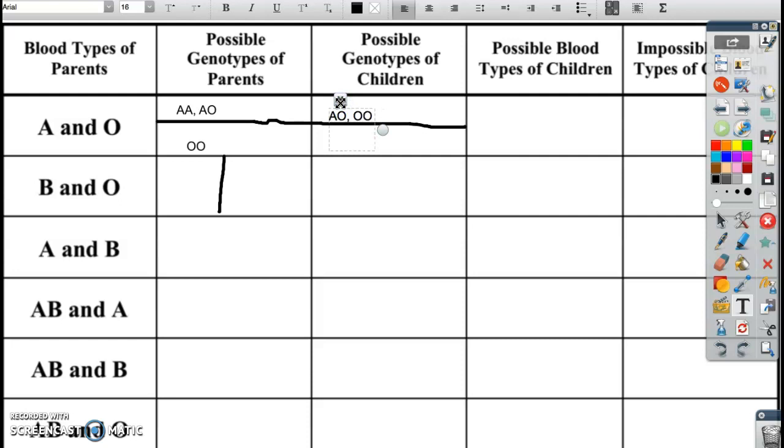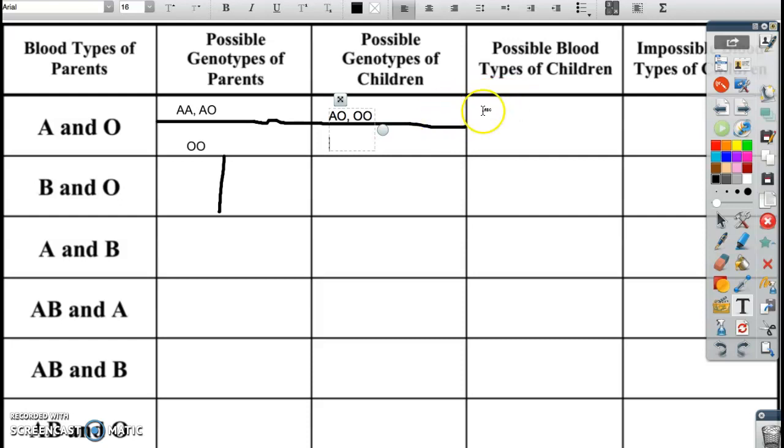What about OA? You said you could have an O from this parent and an A from that parent, but OA and AO are the same thing. You have an A and an O. It doesn't matter which order. We always put the A or the B first because that's the blood type it is, because it's dominant over O, which is recessive. So we always try it that way, but really AO and OA are the same thing.